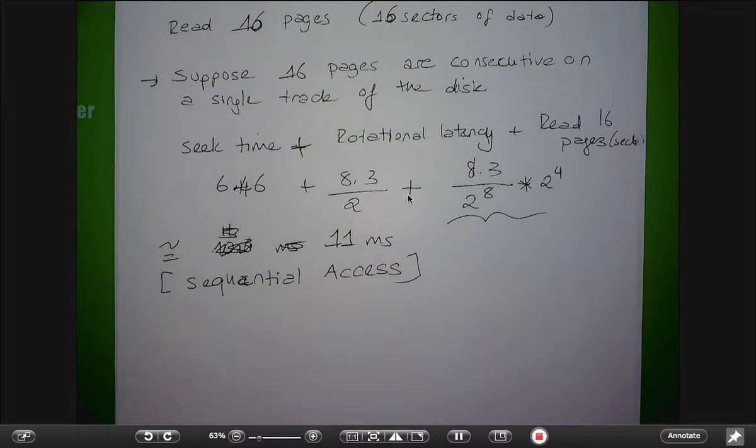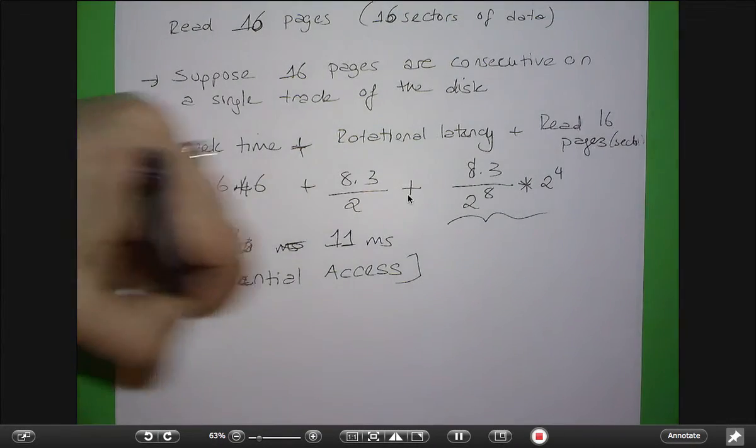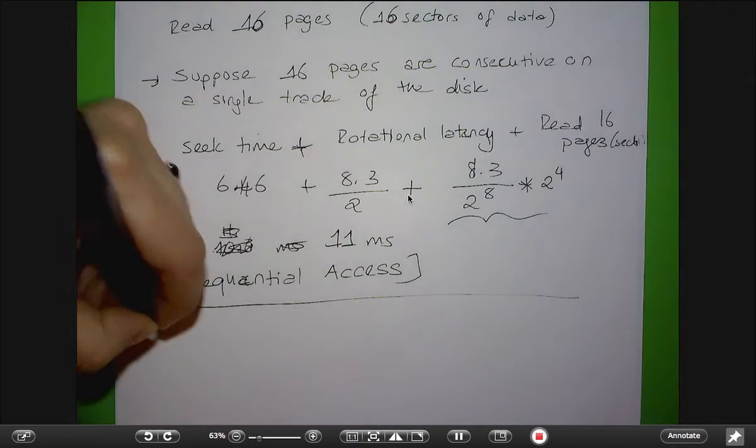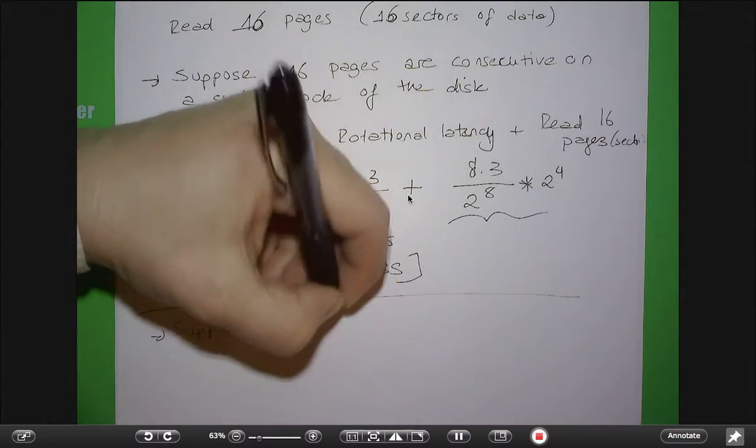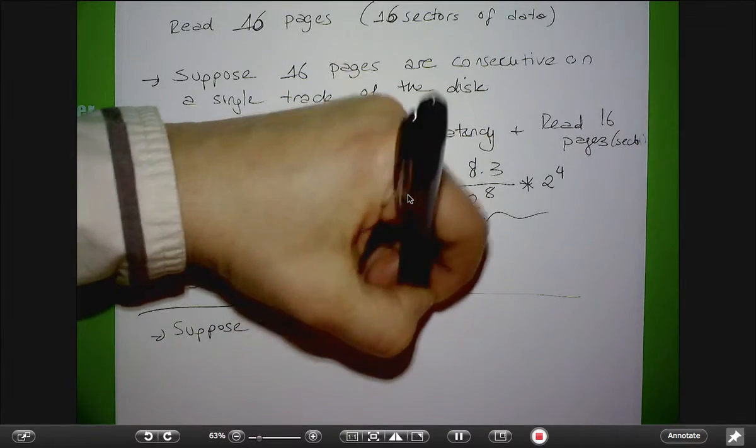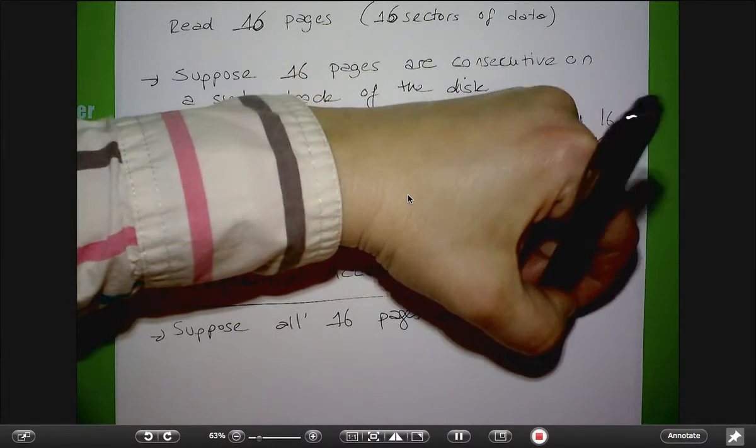Okay, so like you've gone as far as you can. So not only are they in different tracks, but every time you finish one, when you go to the other one, you still have to wait for a full spin. Seems pretty rough. I'm not going to do as bad, but that's technically also possible. So that's our second scenario. Suppose all 16 pages are on different tracks.